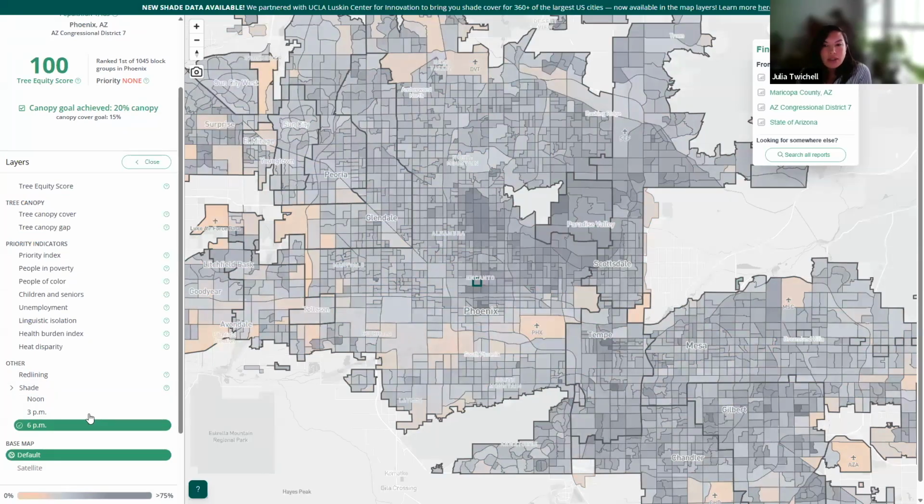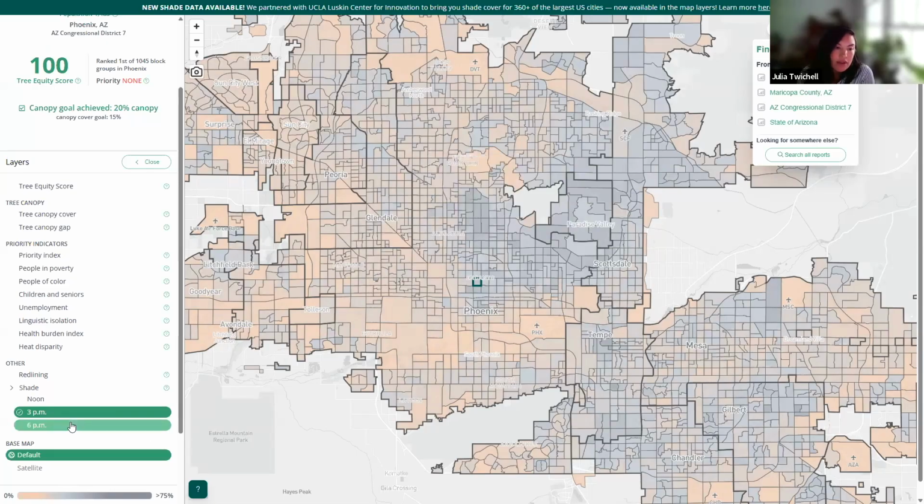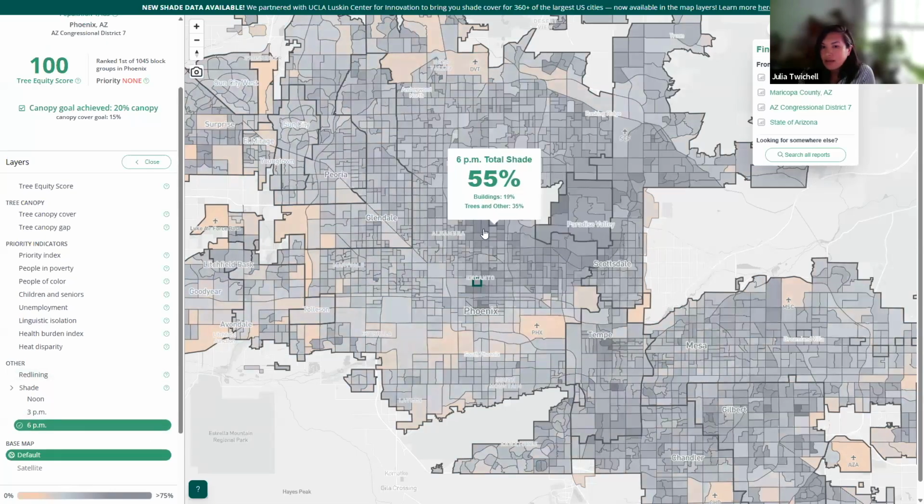And as you click around the map, you can get an estimate of total shade for each neighborhood at that timestamp. And you can also get the breakdown of how much shade is being contributed from buildings and how much is being contributed by trees. And you'll see as you get later in the day, that contribution of buildings is going to go up, and we'll talk about that a little bit more going forward.